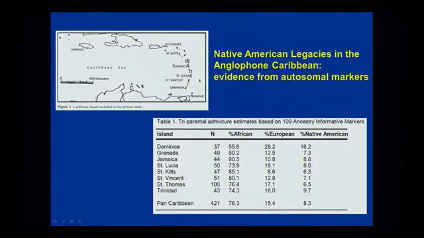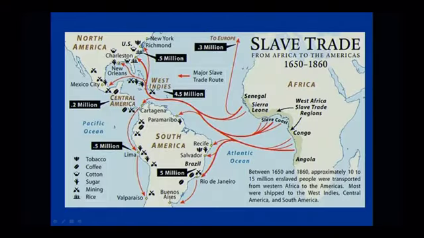We look at the ancestry informative markers, the autosomal markers, highest proportion of African ancestry in St. Kitts, Jamaica, and the highest proportion of Native American, as I mentioned earlier, Dominica, which is a very interesting island.